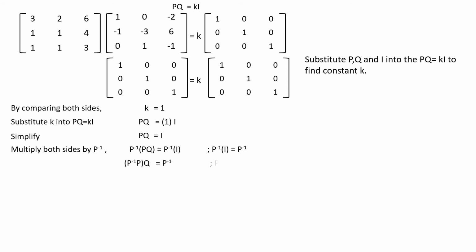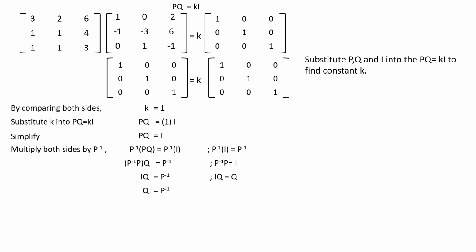And next, rearrange and rewrite the equation. For the left-hand side, the inverse matrix of P multiplied with the matrix P equals identity matrix. Rewrite the equation, and for the left-hand side, the identity matrix multiplied with matrix Q equals the matrix Q.